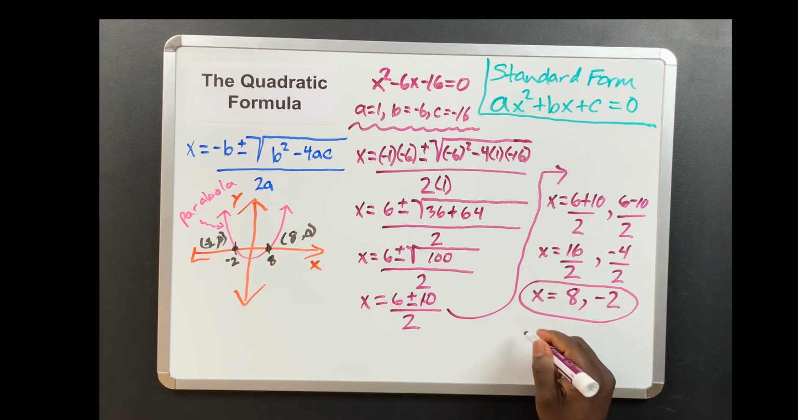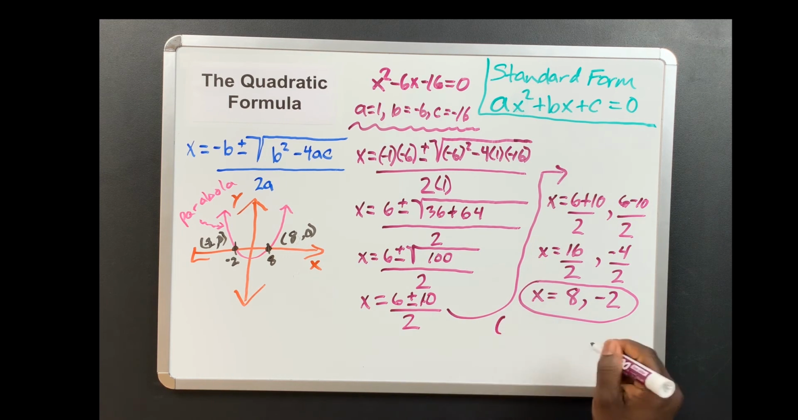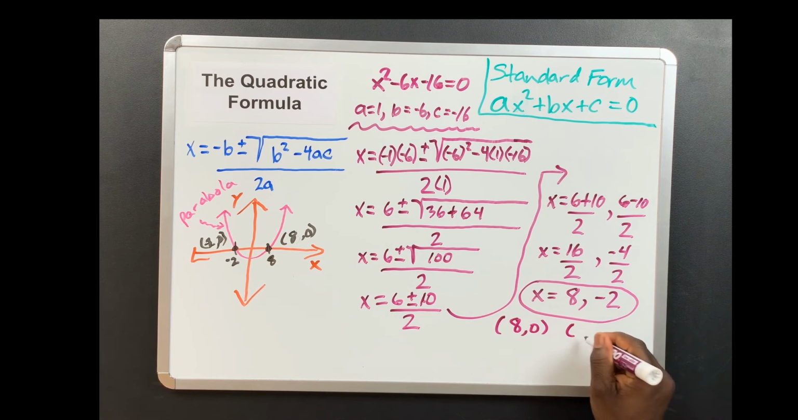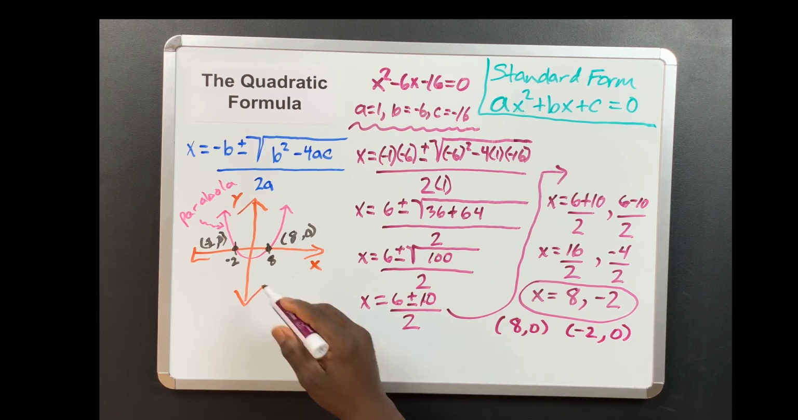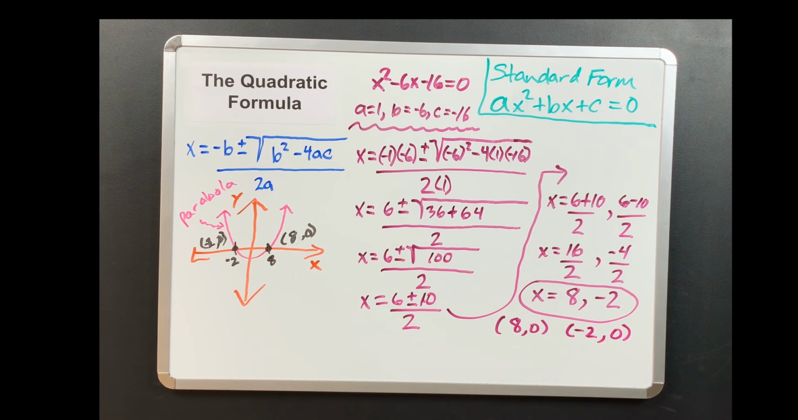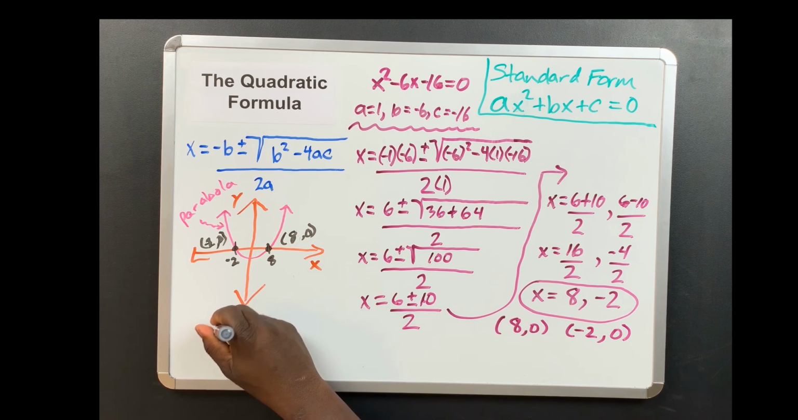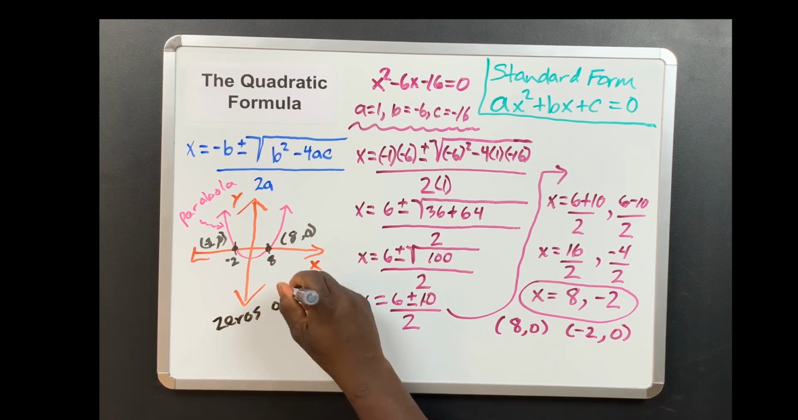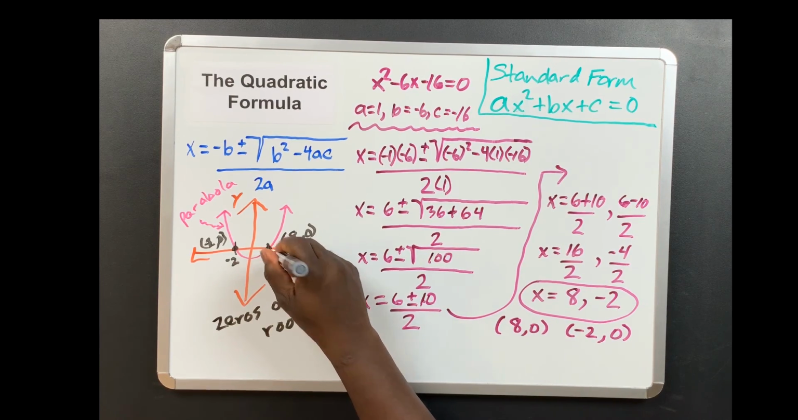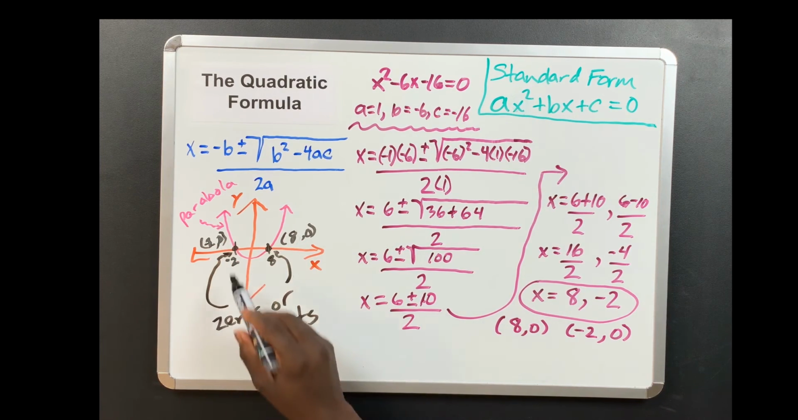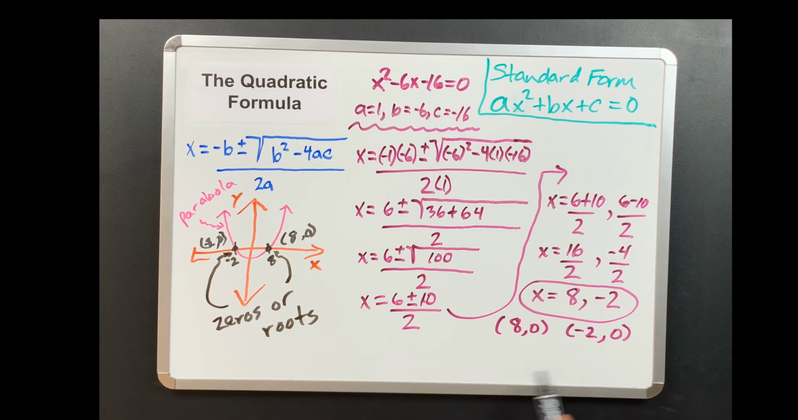So I'm going to put the coordinates over here. We have 8, 0, and we have -2, 0. Same thing over here. So again, what do we call them? They're known as zeros, or we call them roots. That's referring to this point over here, okay, and this point over here. So these two coordinates correspond with these 2 points. We call them zeros or roots.